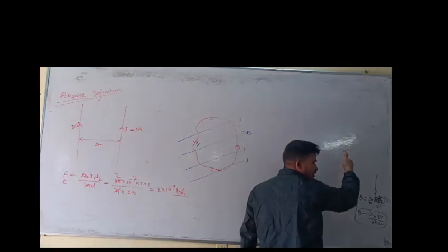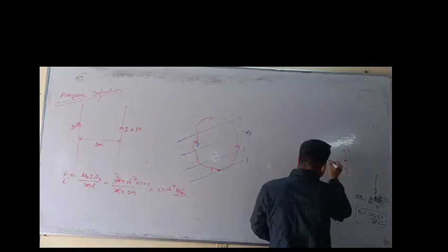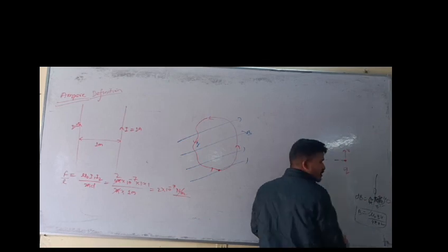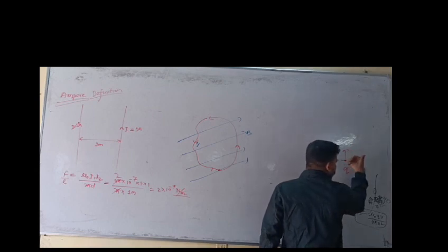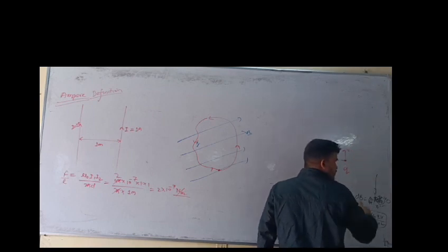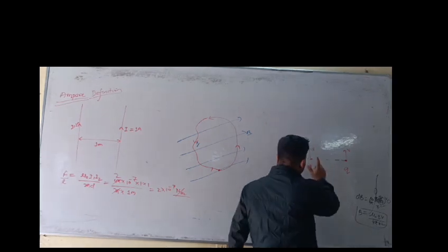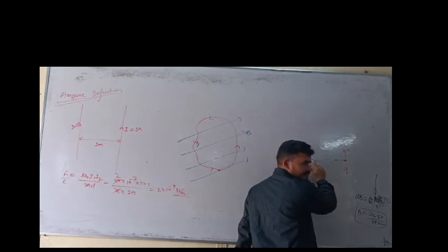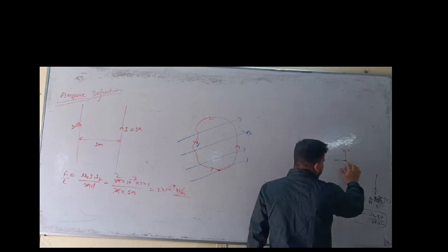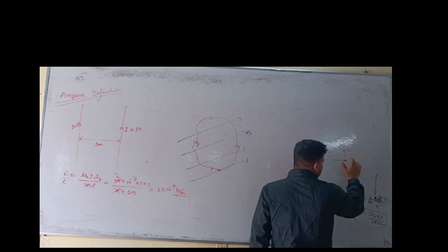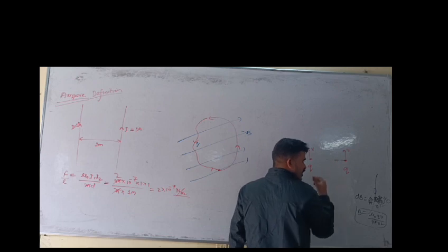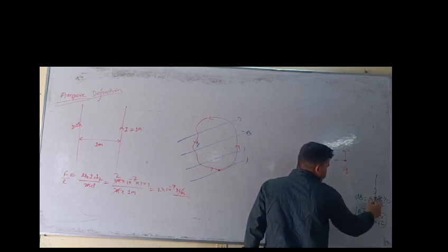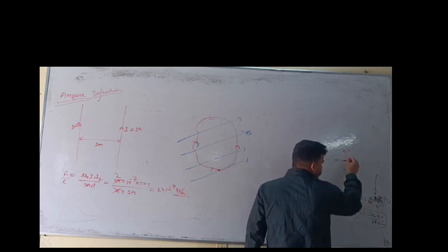Means dl is in this direction, and r is in this direction. It should be perpendicular to both. And in which direction is dl cross r? B will be in this direction only. Yes or no? Or in this. This will also have the same direction. Let's talk about this. This v, due to this, the magnetic field here will be in this direction now. Due to this, I am calculating due to this small section.